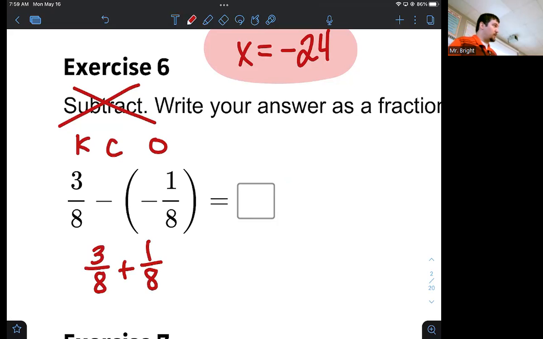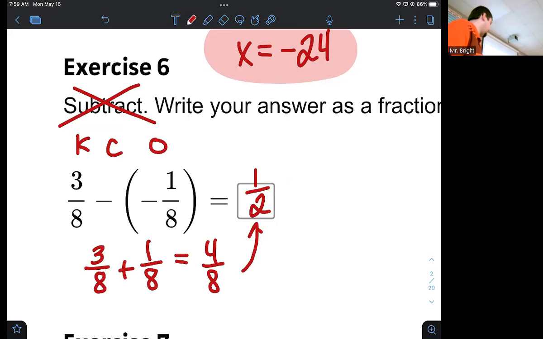Ethan, what is 3/8 plus 1/8? That's right. It's 4/8, which reduces to 1/2. That's exactly right. And it does want it in simplest form, so we want to go ahead and write it as 1/2.